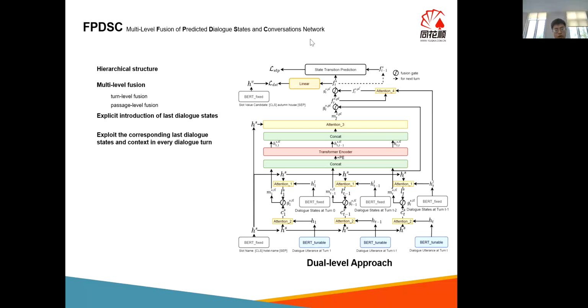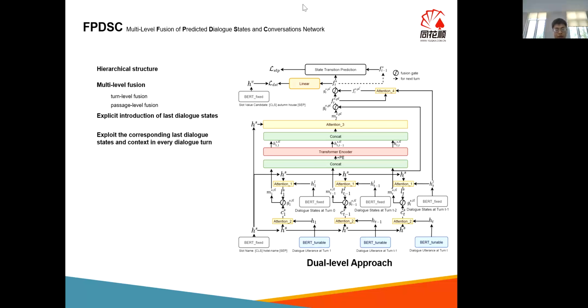Here is our solution. The net is a hierarchical structure. Two BERT encoders are the input layer of the model. The fixed BERT encodes the slot name, previous dialog states, and slot value. The tunable BERT encodes the compositions. We employ two fusion gates to merge the information.